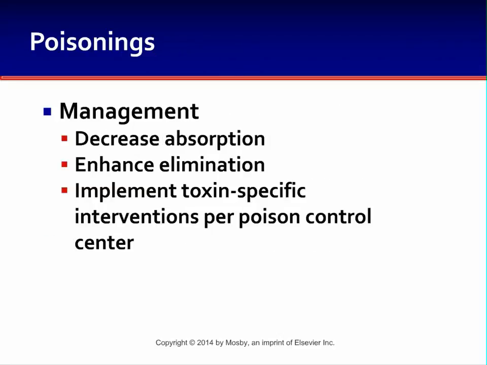The management of poisoning is to decrease absorption, enhance elimination, or implement toxin-specific interventions per poison control. The options for decreasing absorption of poisons include activated charcoal, dermal cleansing, eye irrigation, and less frequently gastric lavage. The administration of cathartics, whole bowel irrigation, hemodialysis, urine alkalinization, chelating agents, and antidotes increase the elimination of poisons.